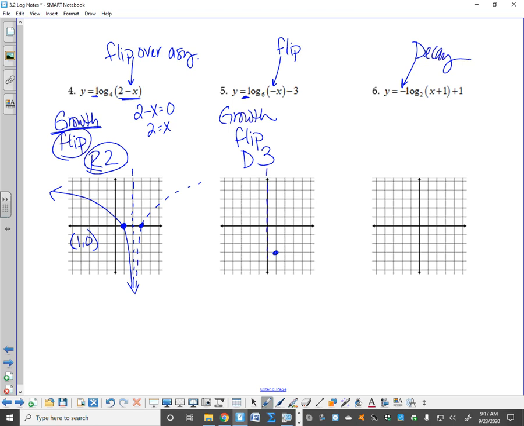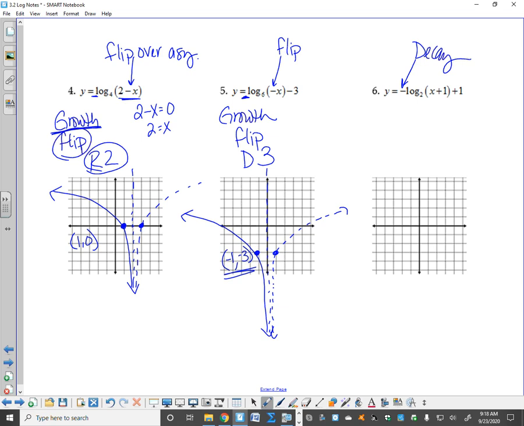Asymptote is one behind it to the left, and I am growth. I am growth, but I'm getting flipped. So I'm going to ride along the asymptote, hit the point, and peel off. But again, that's a dotted line because that's not my actual graph, because now I have to flip it. So if I flip it over the asymptote and then draw, that point is -1, -3.